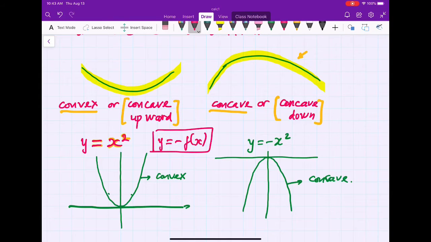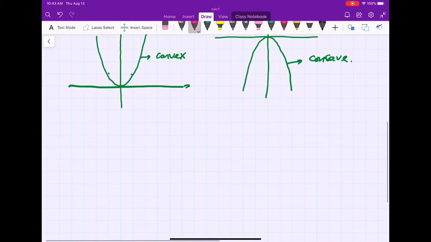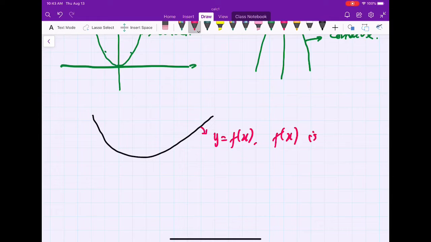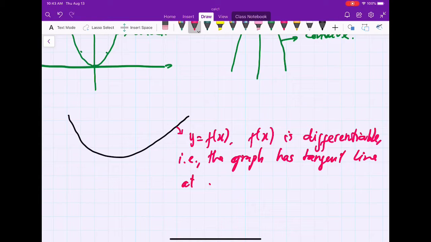Okay. Now let's look at convexity and concavity from the point of view of the first derivative, and we will give a definition based on that. Suppose that you have this graph, and suppose that the function is differentiable. That means the graph of this function has a tangent line everywhere. Let's say y equal to f of x, and f of x is differentiable. That means the graph has a tangent line at any point on the considered interval.